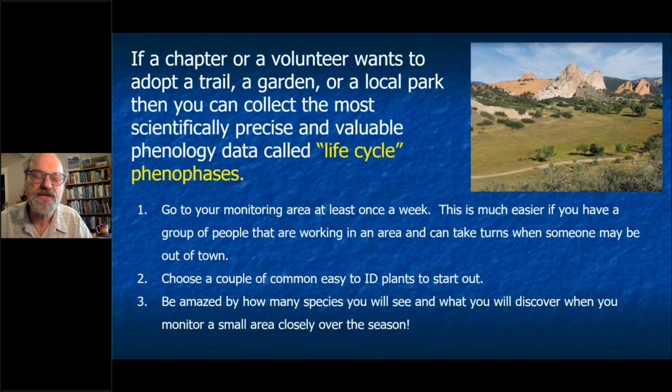I hope some of the chapters can try to do this, and I think it'll add a lot of enjoyment to appreciating these local areas. With this kind of more systematic observation, you're probably going to see a lot more plants or different plants, or observe what plants are doing more than you would when you're just casually walking through, trying to identify what's there. Okay, next slide.